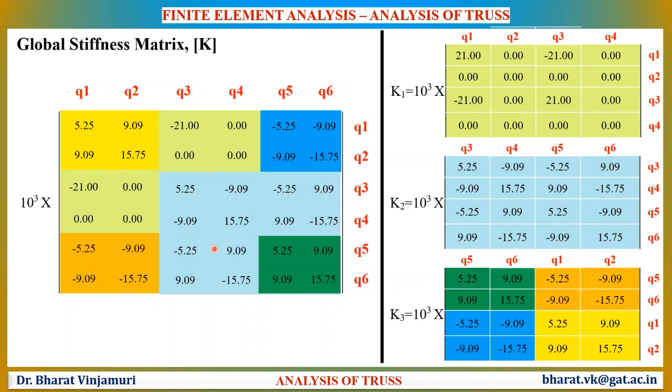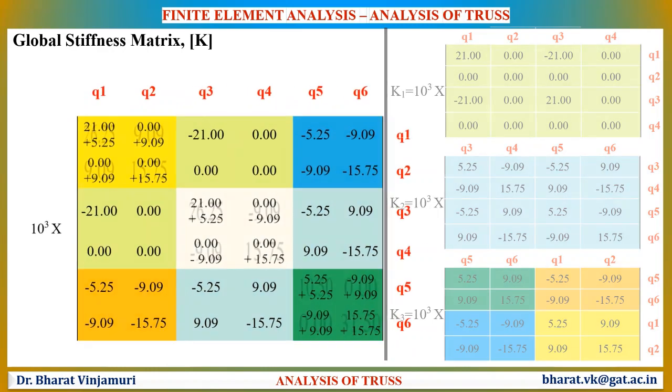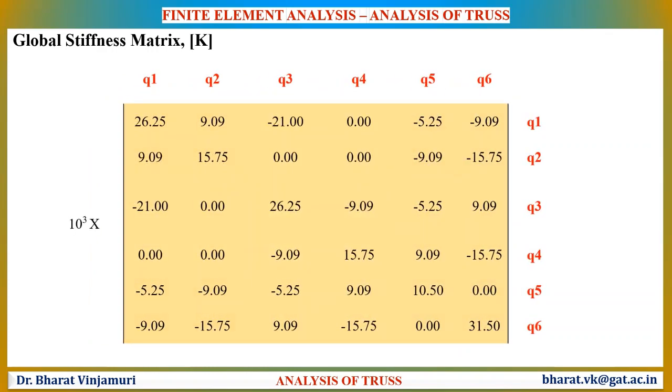These values have to be added so that we will be able to determine the global stiffness matrix. Now, the values here are added. Here 21 belongs to the first element, first stiffness matrix, and plus 5.25 belongs to the orange color value in the third stiffness element. Similarly, we start adding these elements. Thus, we will be able to determine the global stiffness matrix for the given truss structure. This will be the global stiffness matrix.